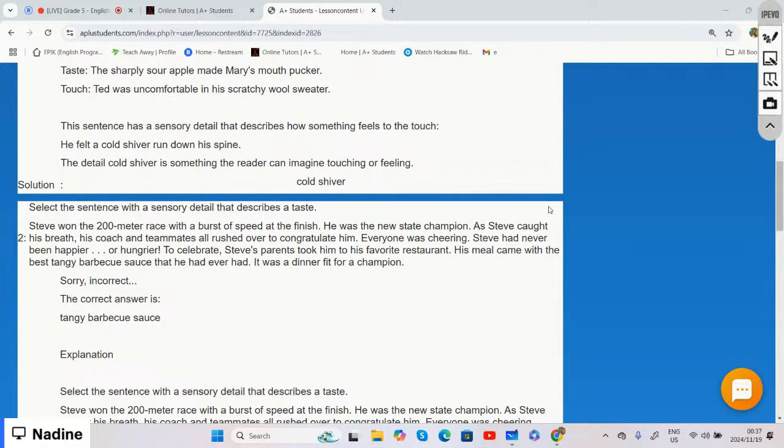And if we look at that text, or that scene, what is a sensory detail that describes taste? What is the sensory detail that describes taste? So, what within that sentence or that paragraph describes taste?